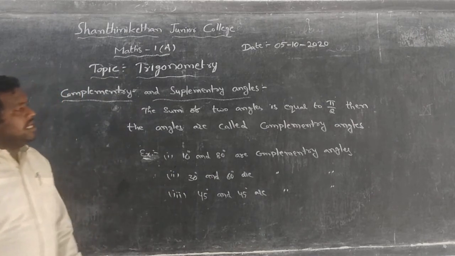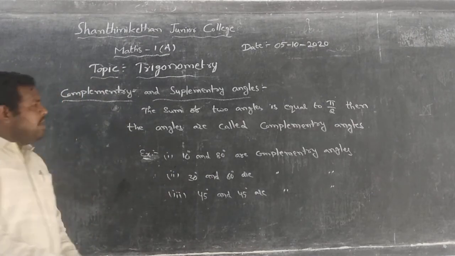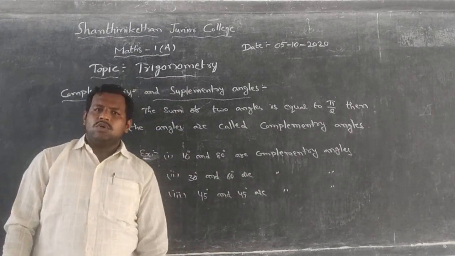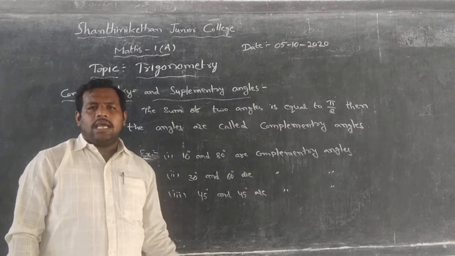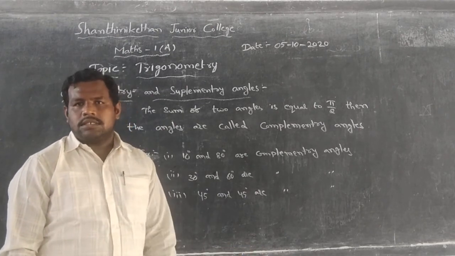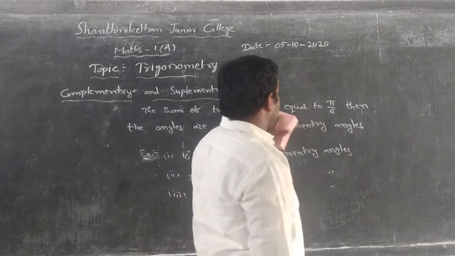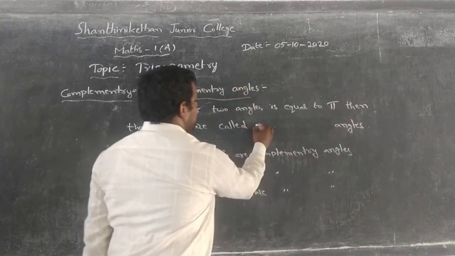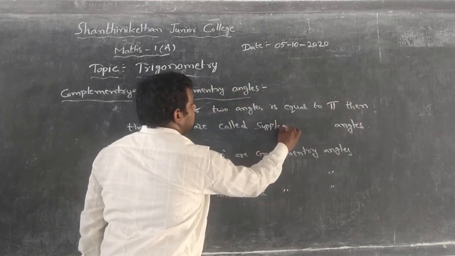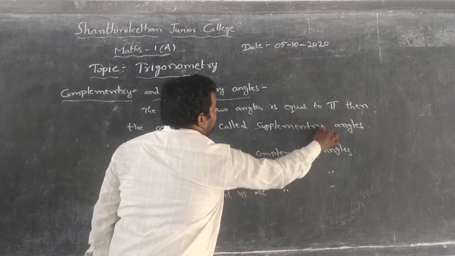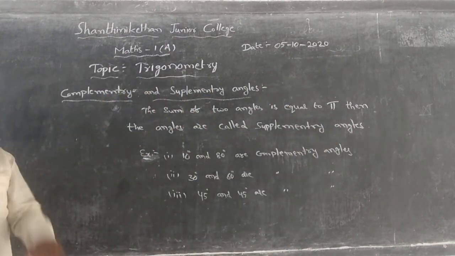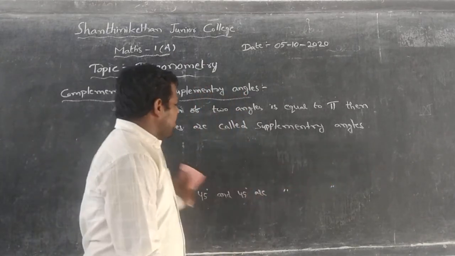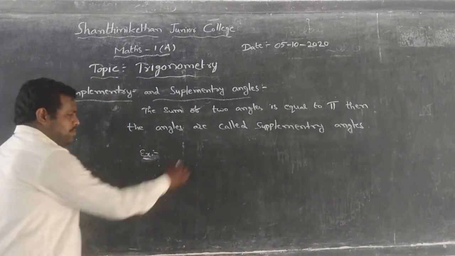And next one, supplementary angles. What is the meaning of supplementary angles? The sum of any two angles is equal to 180 degrees, then the angles are called supplementary angles. What is the definition of supplementary angles? Supplementary means the sum of two angles is equal to 180 degrees, then the angles are called supplementary angles.